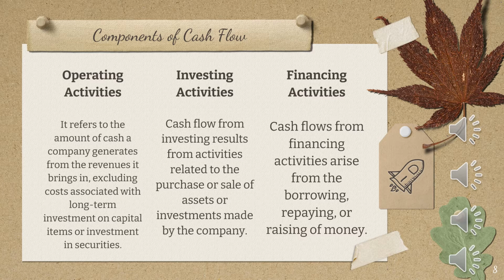listed under investing activities. Cash flow from financing activities arise from borrowing, repaying, or raising of money. Financing activities include the inflow of cash from investors, such as banks and shareholders, and the outflow of cash to shareholders as dividends as the company generates income. Other activities that impact the long-term liabilities and equity of the company are also listed in the financing activities section of the cash flow statement.